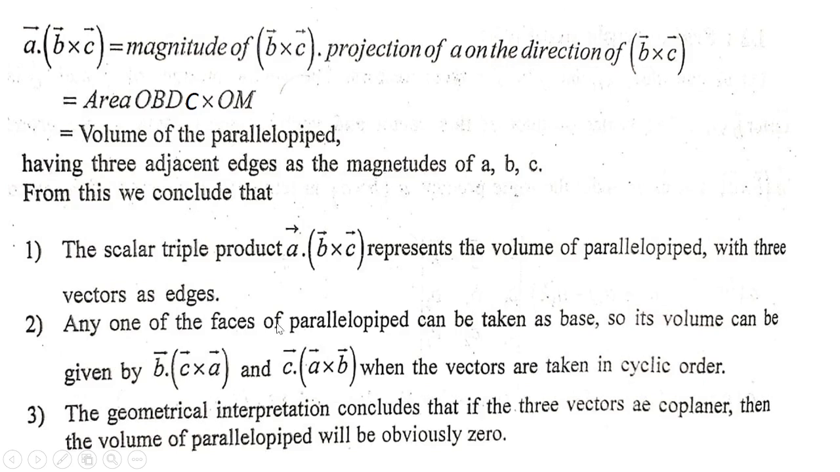Any one of the faces of the parallelepiped can be taken as base. So its volume can be given by B bar dot C bar cross A bar and C bar dot A bar cross B bar when the vectors are taken in cyclic order. The geometrical interpretation concludes that if the three vectors are coplanar, then the volume of the parallelepiped will obviously be 0.